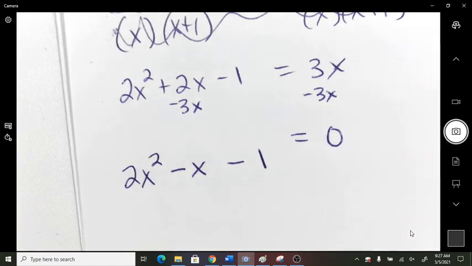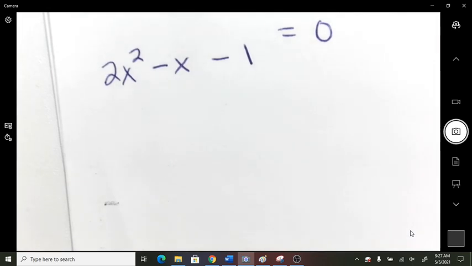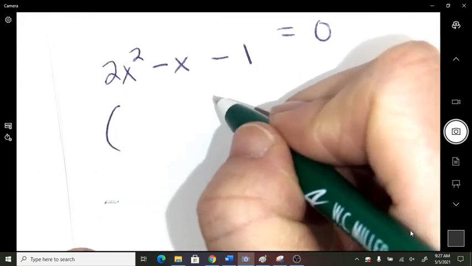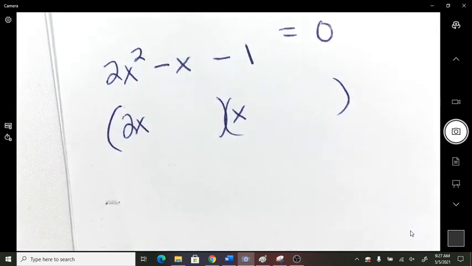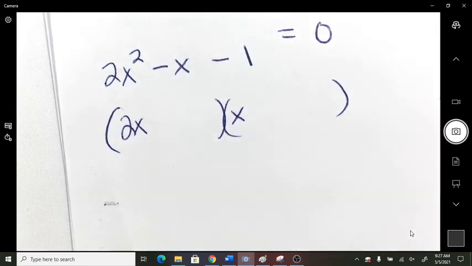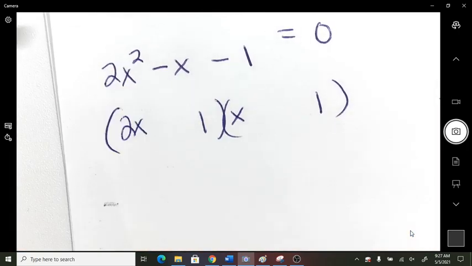Okay, once we have 0, now I can say, well, can it factor? Formula, what do I want to do? So let's try the factoring. 2x and 1x have to go there and there. It has to end with a 1 and a 1. So you don't have many options, right? That's the only way to make 2x squared. That's the only way to make 1.